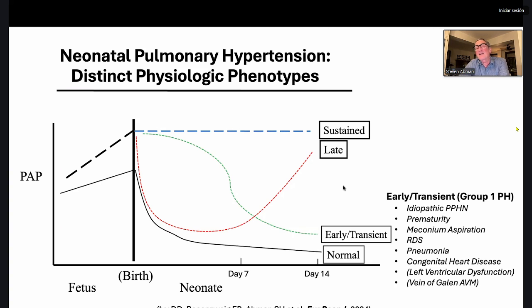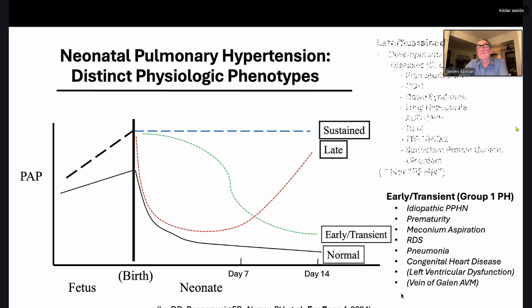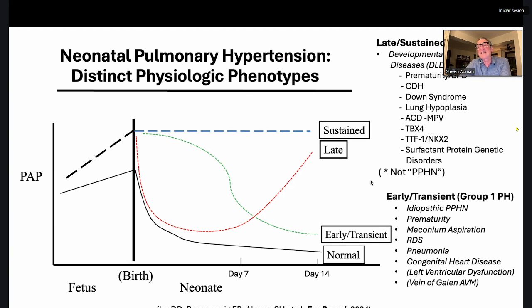And there are different ways of categorizing them. Here we have the early transient forms of PPHN, and this is how traditionally we would cluster some of these problems. But we've learned that also with this late sustained pattern, we'll be talking about prematurity and BPD, but other developmental lung diseases, CDH, Down syndrome, congenital genetic abnormalities of lung hypoplasia, ACD, TBX4, many of these things, not truly PPHN, yet they could present with many PPHN type features.